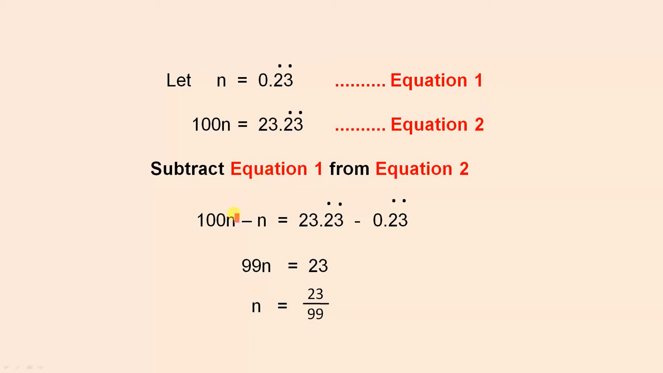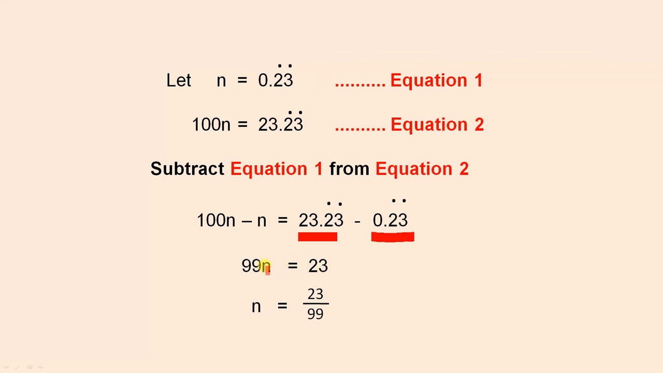So that's 100n minus n. So 100n minus n equals 23.23, where the 2 and the 3 are recurring, minus 0.23, where those two numbers keep recurring. That is, it's that minus that. So all we've done is equation 2 minus equation 1. 100n minus n is 99n. This minus this gives us 23.